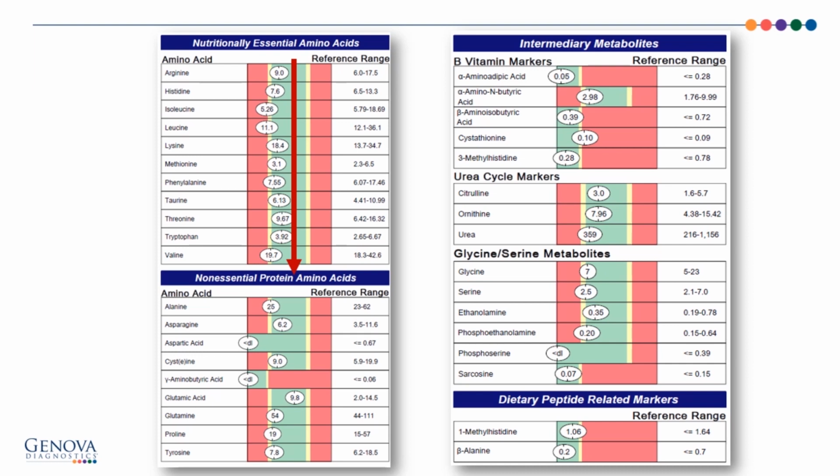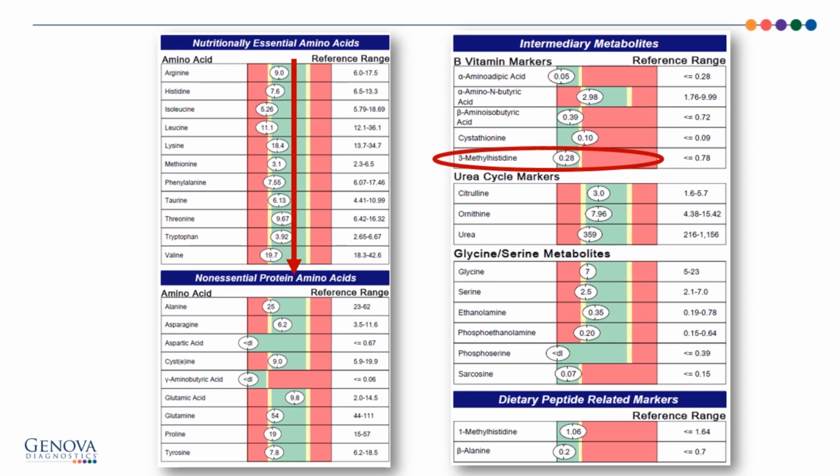There are ways to get a sense of dietary intake of protein on the page. I look at the dietary peptide-related markers. Here you see the 1-methylhistidine at 1.06. 1-methylhistidine provides insight into dietary intake of protein from fish, fowl, chicken, turkey, duck, from meat. So when I look at the pattern of the 1-methylhistidine, it's to the right of the midline. It would appear that this patient is eating a reasonably moderate plus level of protein in their diet. That tells me that perhaps the low essential amino acids pattern is more about utilization of protein, not a lack of dietary intake.